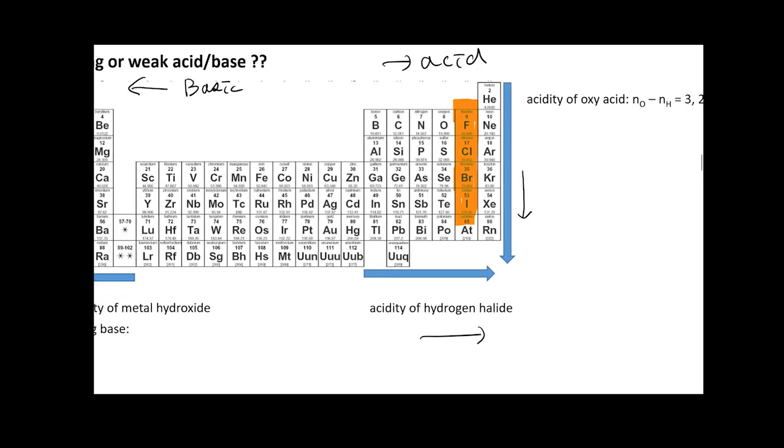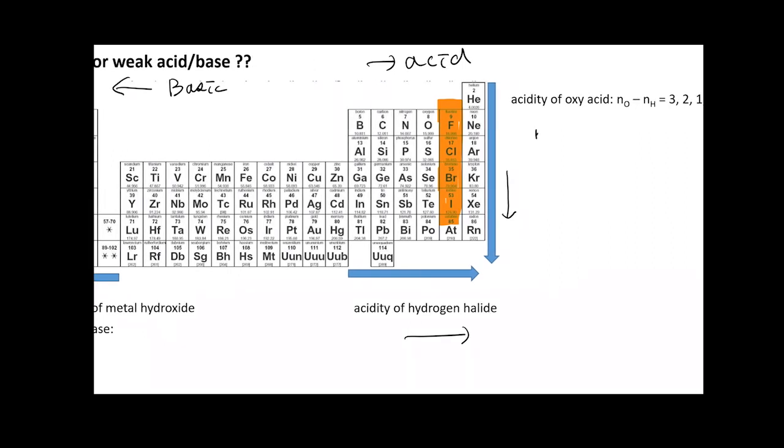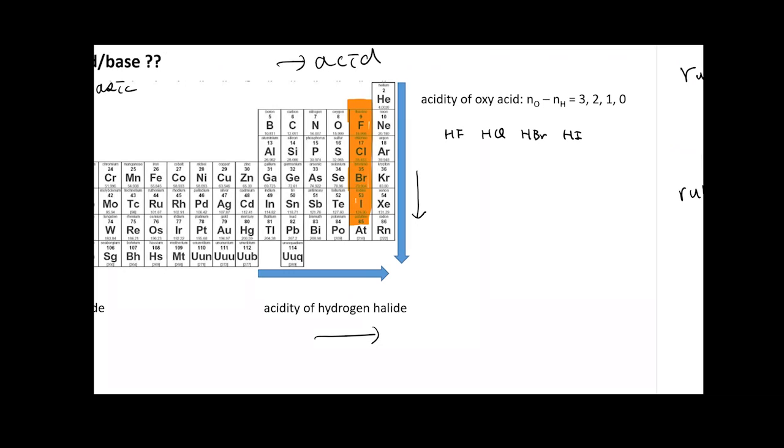Let's say, if today I have acids, HF, HCl, HBr, and HI. And then I ask you, rank these 4 different acids based on their acidity. Which one is actually the strongest? HI, right? If you know these rules, it's very easy for you to answer these questions.